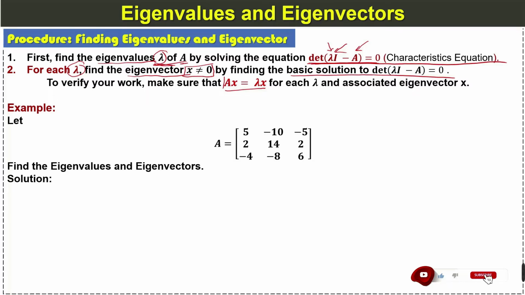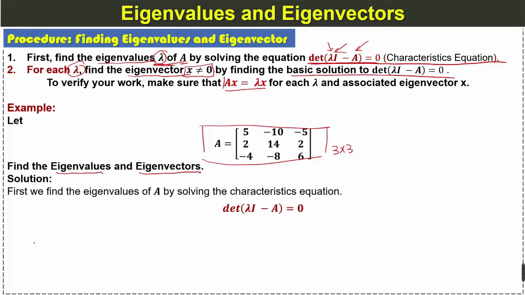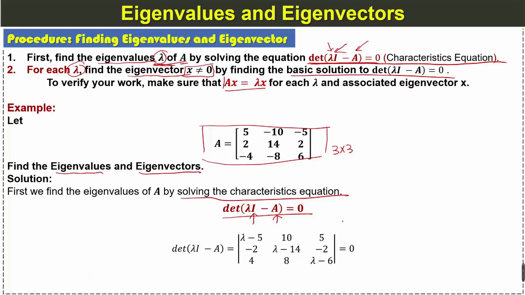Now we have an example. Let the matrix A be equal to this one, which is a square matrix of order 3 cross 3. Let's solve this; we have to find the eigenvalues and eigenvectors. Solution: first we find the eigenvalues of A by solving the characteristic equation, where this is the identity matrix and this one is the given matrix A. After substituting we get this one.